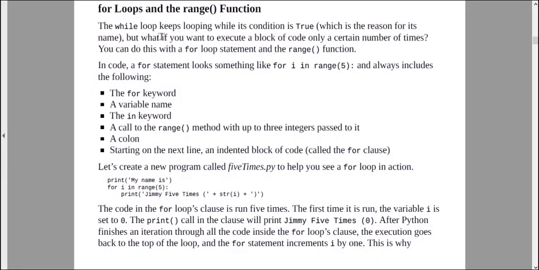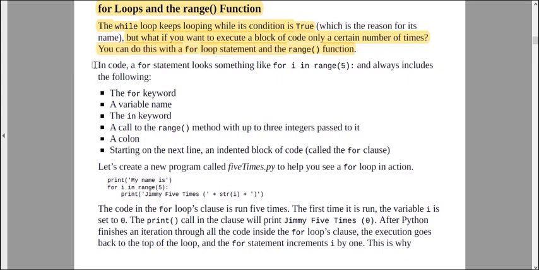The next topic is the for loops and the range function. The for loop is similar to the while loop, but the difference is that the while loop keeps looping while its condition is true. That is why the name is while loop. But if we want to execute a block of code only a certain number of times, then we can do this with a for loop statement and the range function.